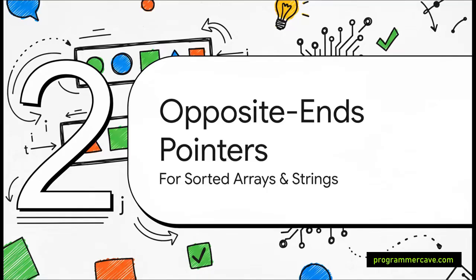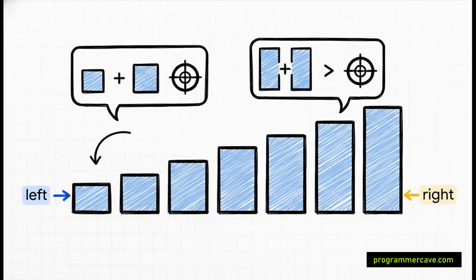All right, let's dive into the first big pattern, the opposite ends pointers. It's exactly what it sounds like. You put one pointer at the very beginning of an array or a string, and another one at the very end. Then you just move them towards each other. This is super, super useful, especially when you're working with sorted data. A classic example of this is the two-sum problem on a sorted array. The goal is to find two numbers that add up to a specific target.